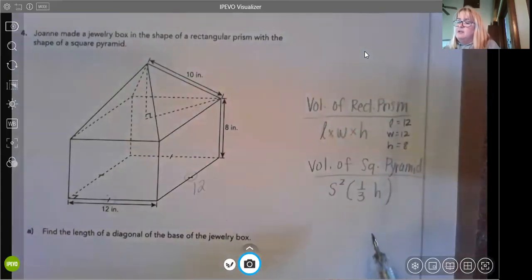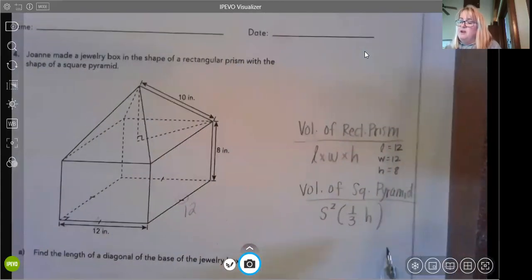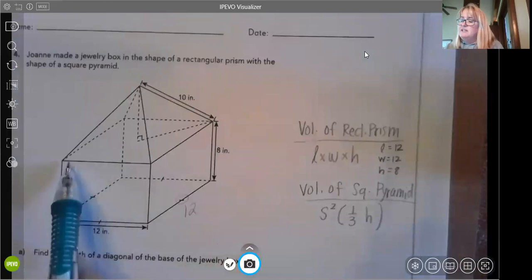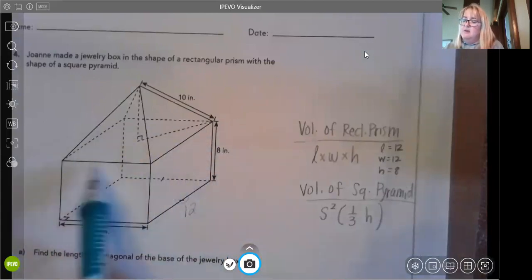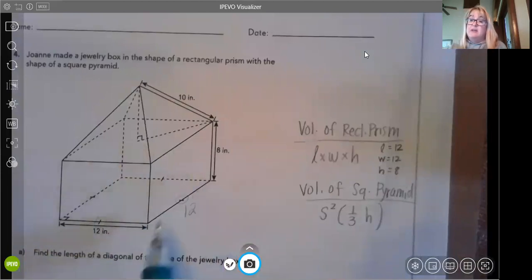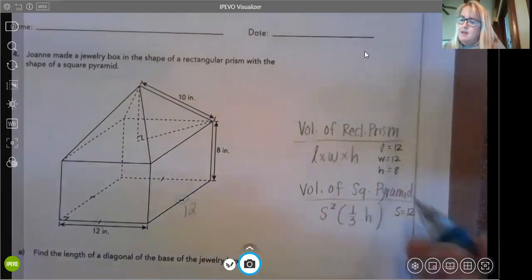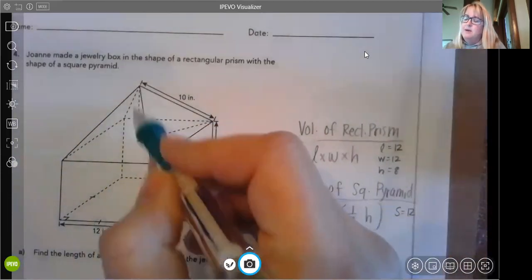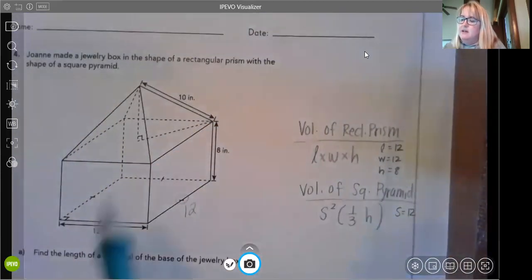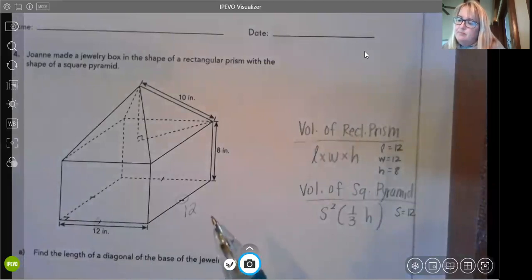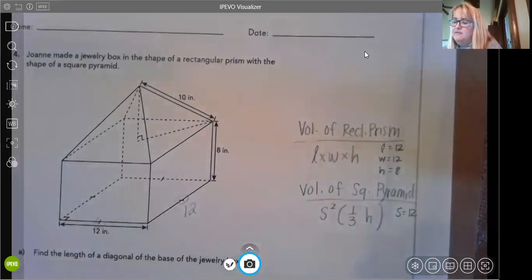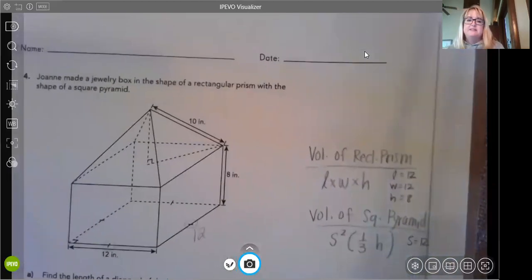All right, let's see, do we know the volume of the square pyramid? It's side length squared, so the side times the side. Well, the sides match what's down here, which is 12, so S is 12, and this is the height, but we don't know the height. All right, so let's see, find the length of the diagonal of the base of the jewelry box.